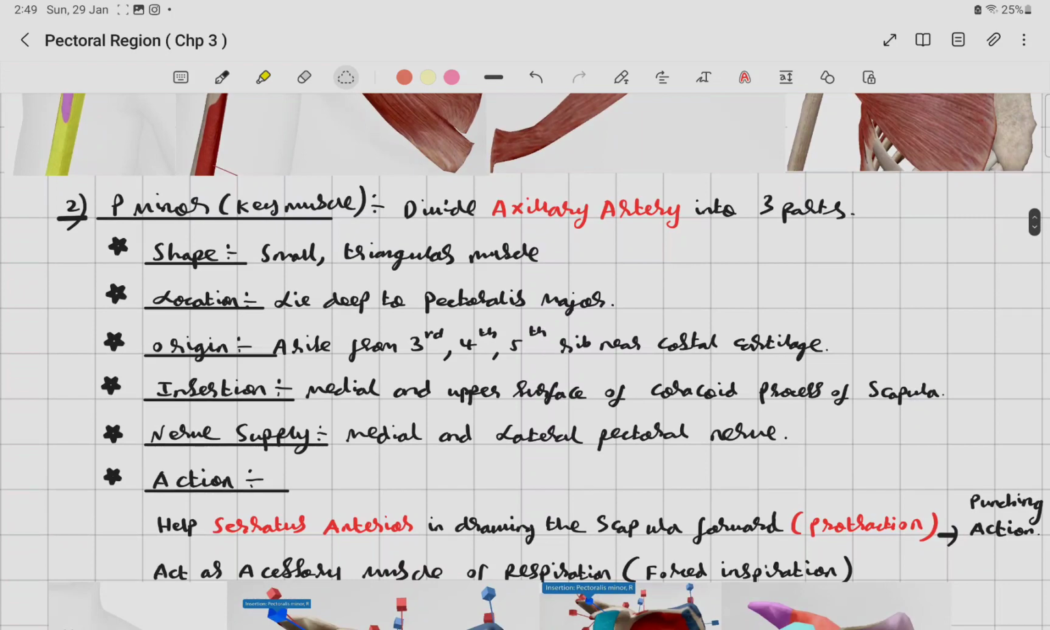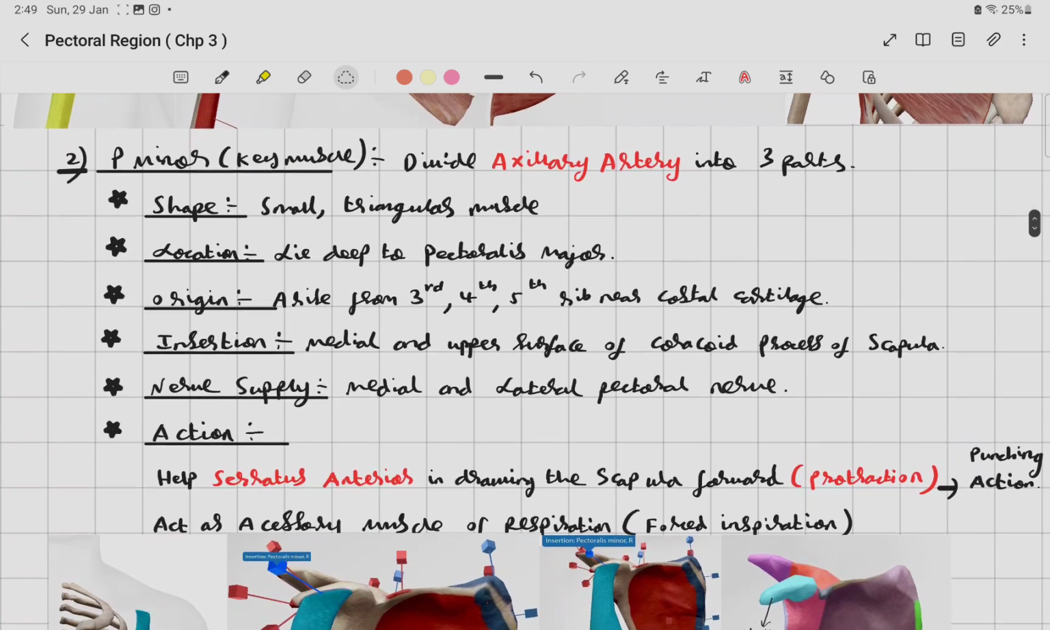Now, origin. What is the origin of pectoralis minor muscle? It arises from the third, fourth and fifth ribs near the costal cartilage.